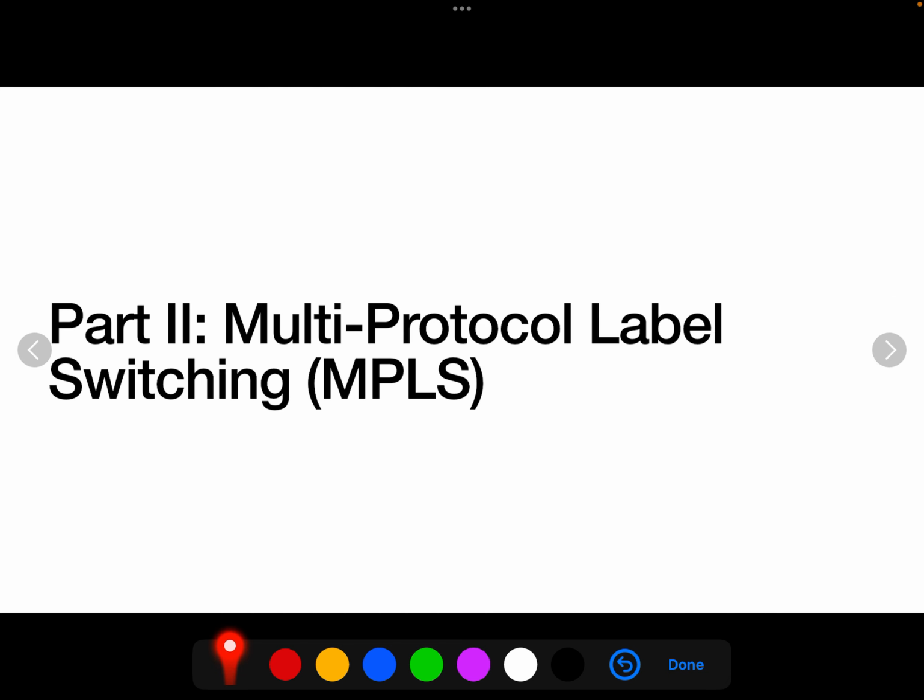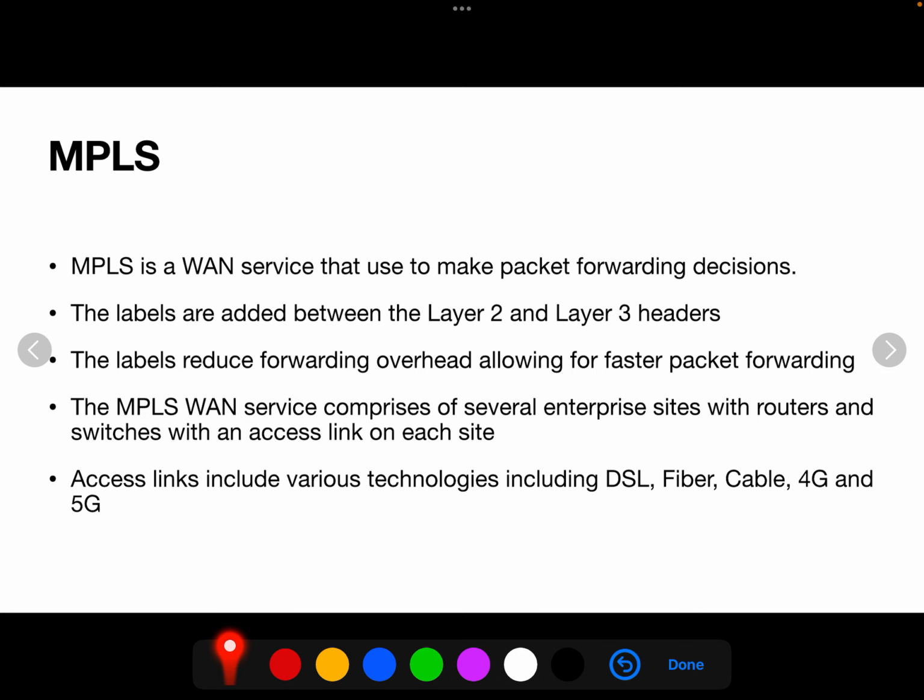So, part 2, Multiprotocol Label Switching, MPLS. What is it? It's a WAN service that is used to make packet forwarding decisions. We have labels that are added between the layer 2 and layer 3 headers. This is why sometimes you might hear it called a layer 2.5 protocol. But instead of how we typically forward packets, where we check the destination IP address and routes, MPLS forwards packets based on labels rather than the destination IP address in the packet.